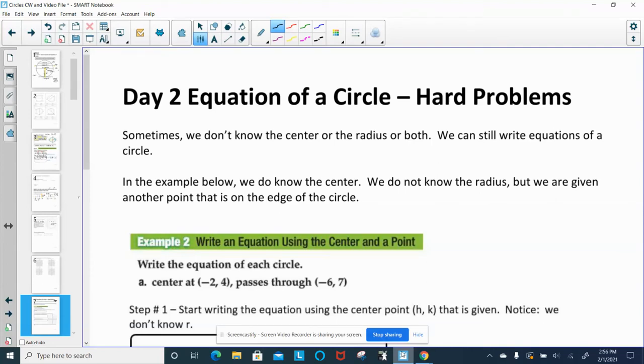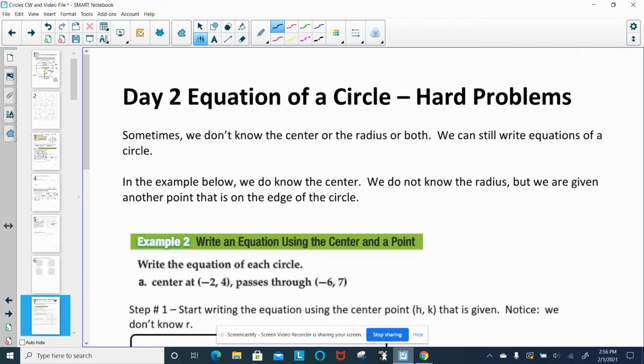Welcome back to day 2, equation of a circle. I labeled these hard problems in your packet because I feel like these are the kinds of problems that really frustrate students. If you read the first sentence, it says, sometimes we don't know the center or the radius or both. And at first, it might seem like, hey, we cannot write this equation, but we still can. We just have to try some other methods.